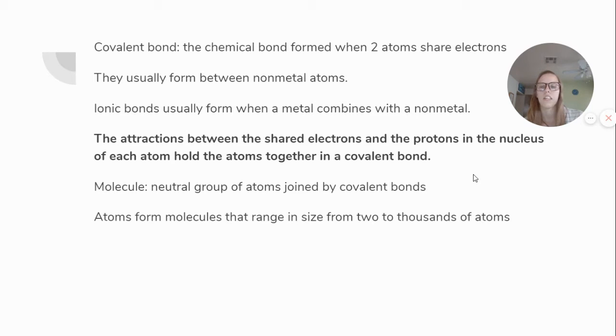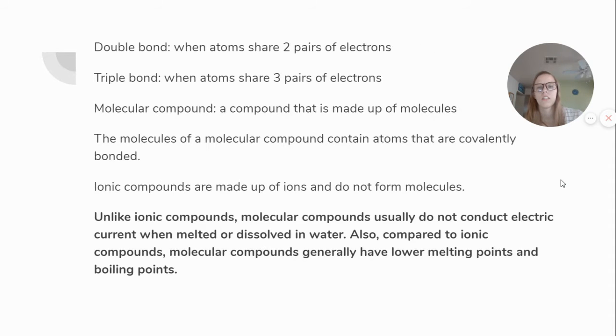A molecule is a neutral group of atoms joined by covalent bonds. Atoms form molecules that range in size from 2 to thousands of atoms. So then we have a double bond and a triple bond. A double bond is when atoms share 2 pairs of electrons, and a triple bond is when they share 3 pairs of electrons.